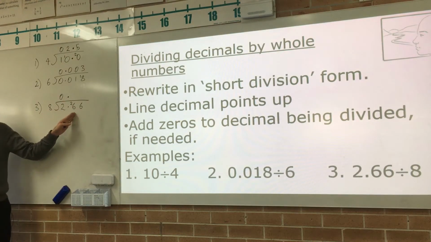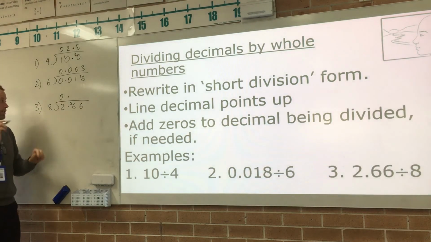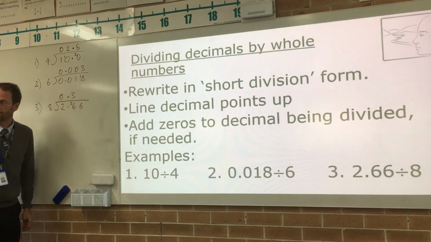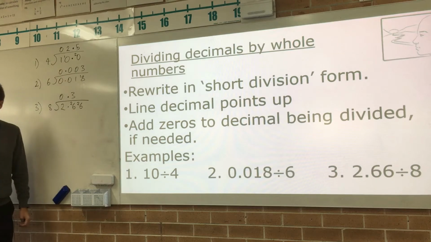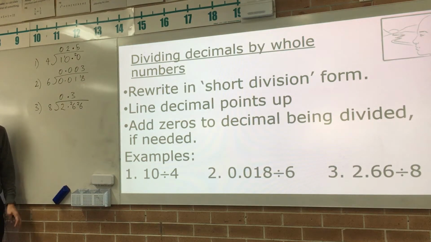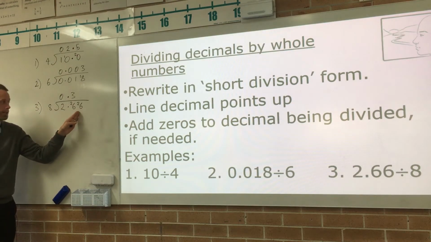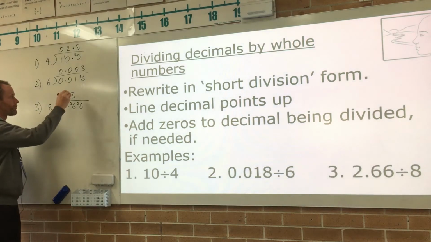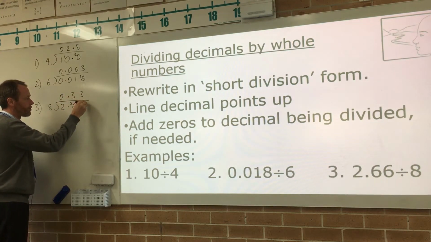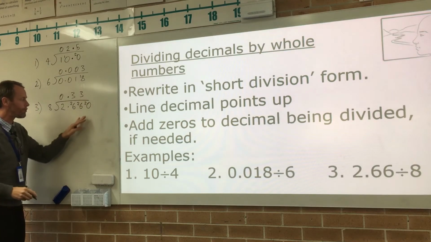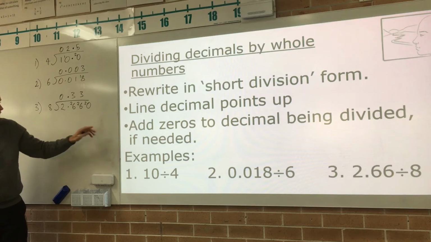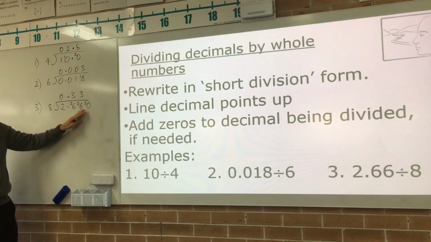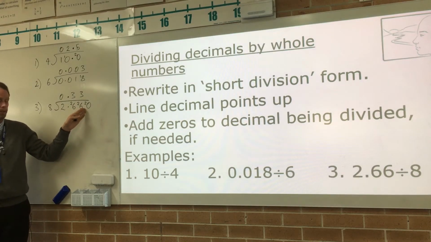How many times does 8 go into 26? Yeah. It does, that's right. Do you know what's left over? 2 is correct. Oh, that looks very familiar. I've done this one before. 8 goes into 26. How many times? 3. Oh, but I've still got 2 left over. And this is where add zeros to the decimal being divided if needed. I need to add a 0. So now I can do 8 into 20.